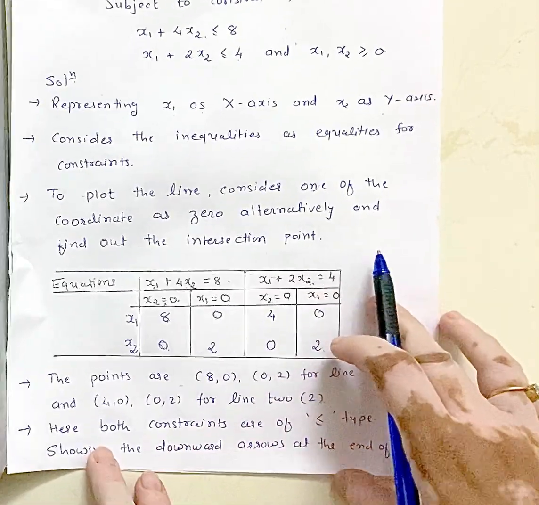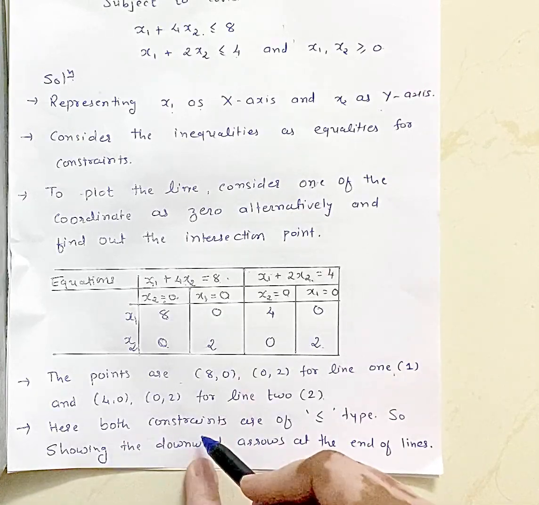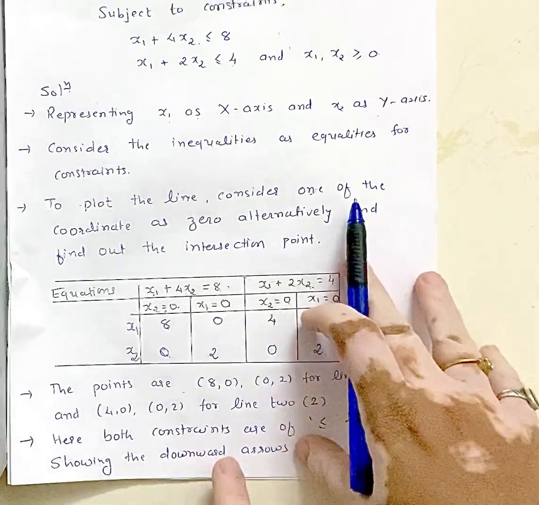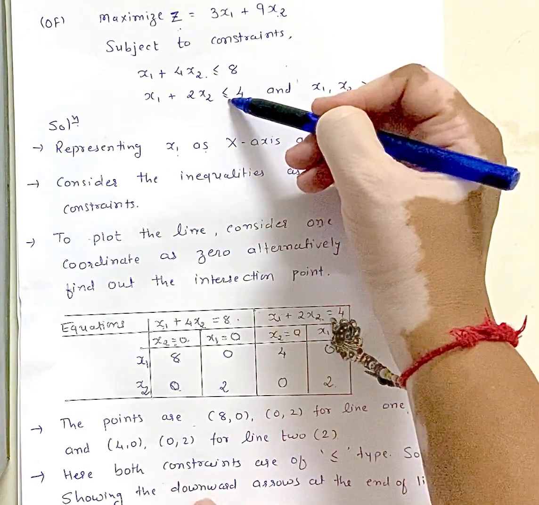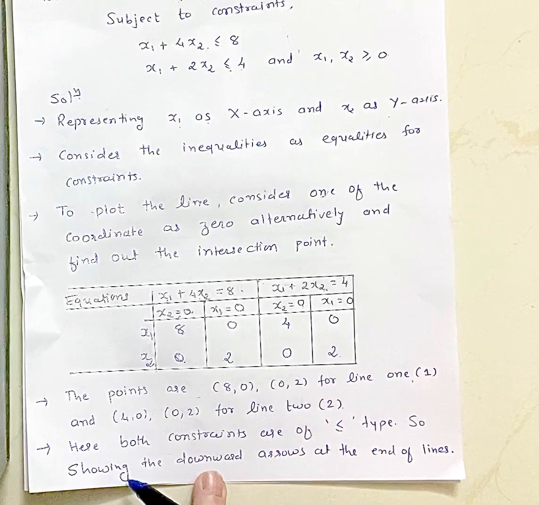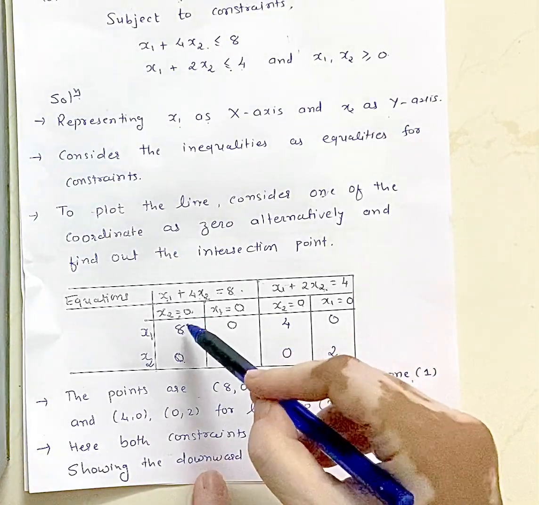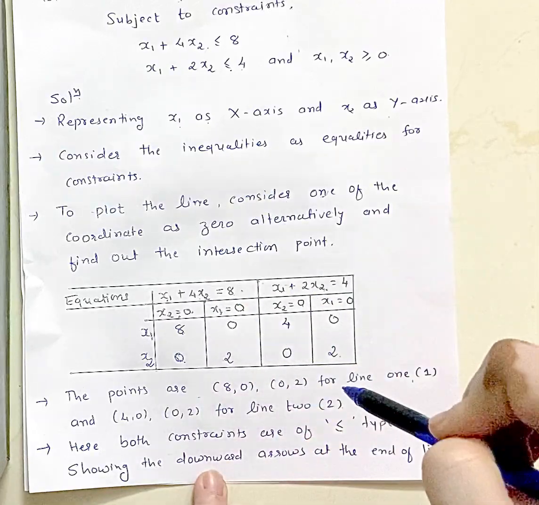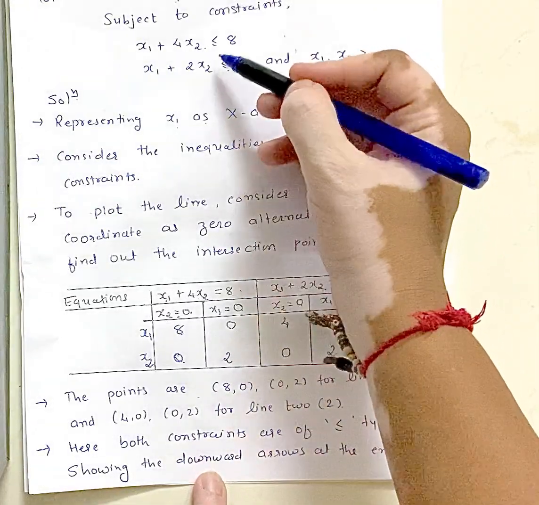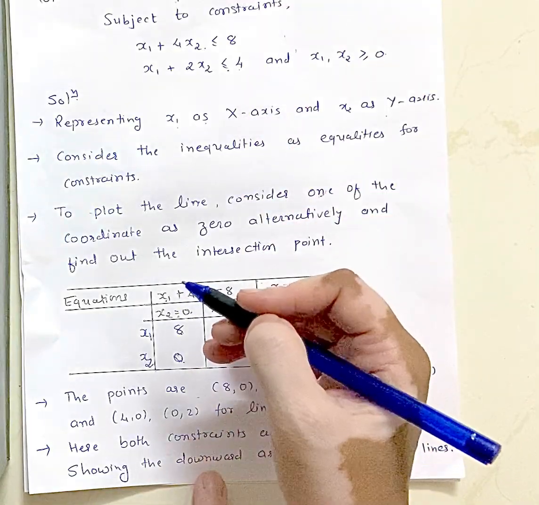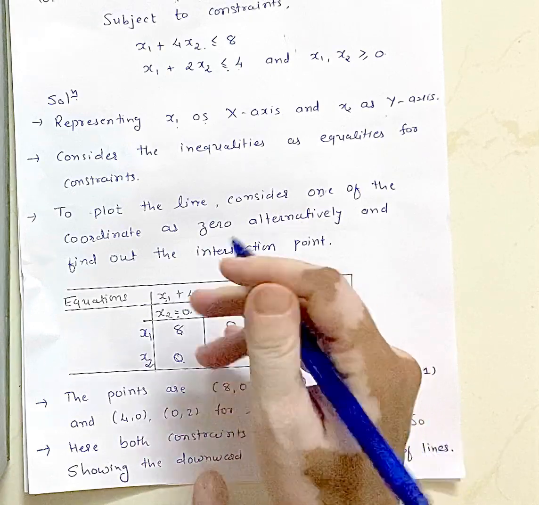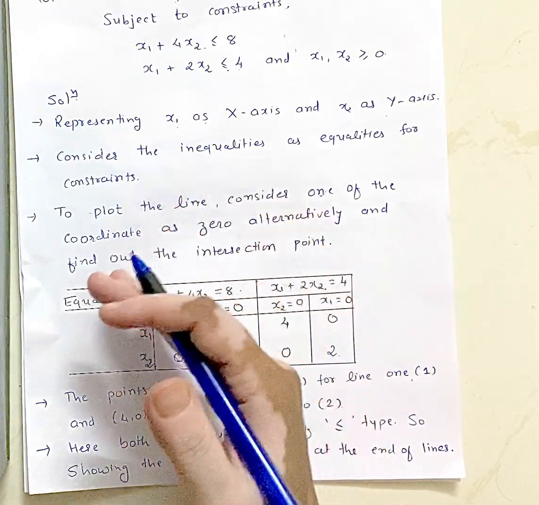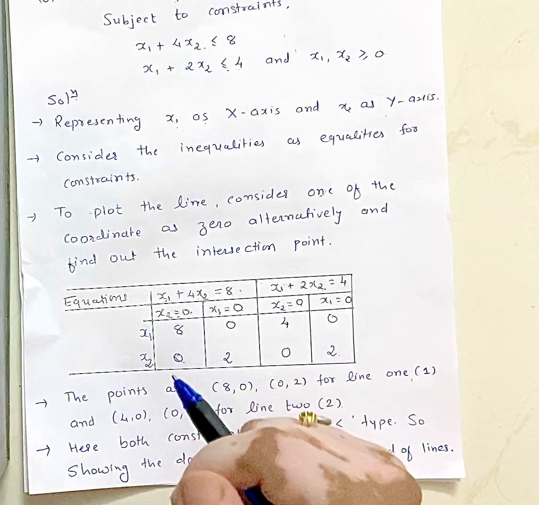Now the main part, here both constraints are of less or equal to type. Okay, here these two constraints are of less or equal to type, right? So showing the downward arrows at the end of the line, जब हम लोग ये लाइन ग्राफ पे प्लॉट करेंगे, जब लाइन ड्रॉ करेंगे, तो यहाँ पे आपकी कंस्टेंट लेस और इक्वल टू टाइप है, तो जो भी हम लोग लाइन ड्रॉ करेंगे उसमें हम लोग डाउन एरो करेंगे, डाउनवर्ड एरो करेंगे. डाउनवर्ड मीन्स गोइंग टू ओरिजिन, ओरिजिन के तरफ हम लोग एरो करेंगे.